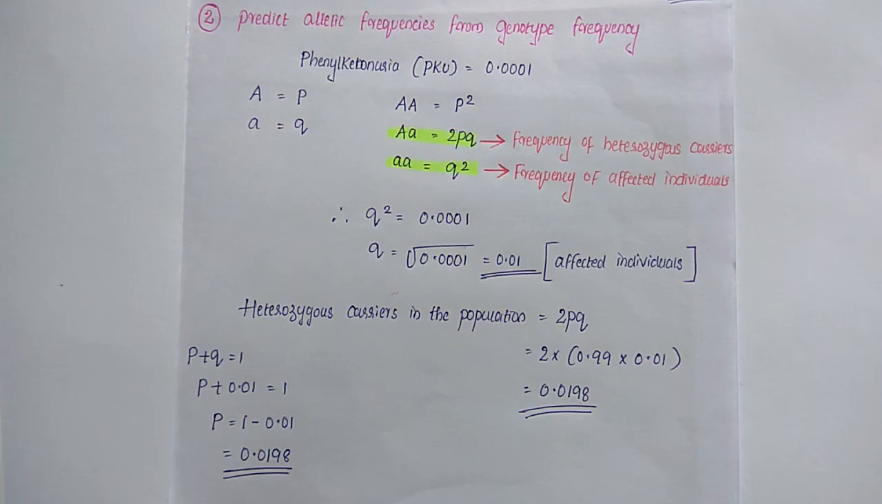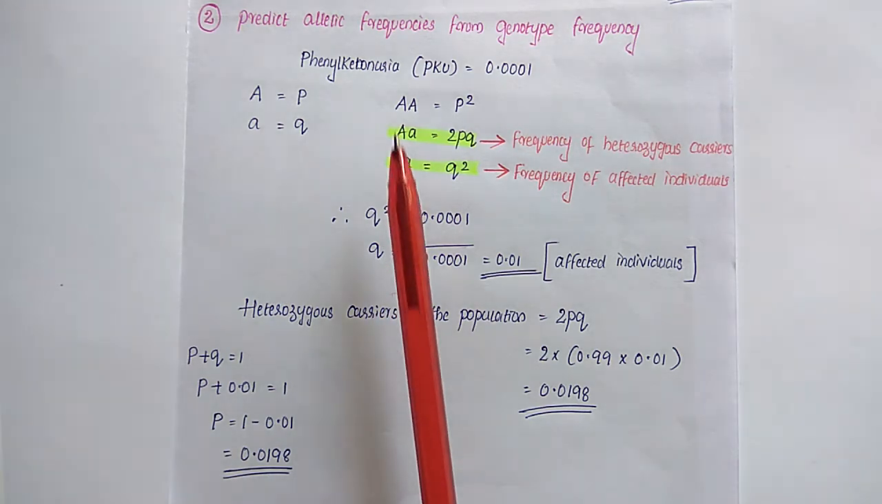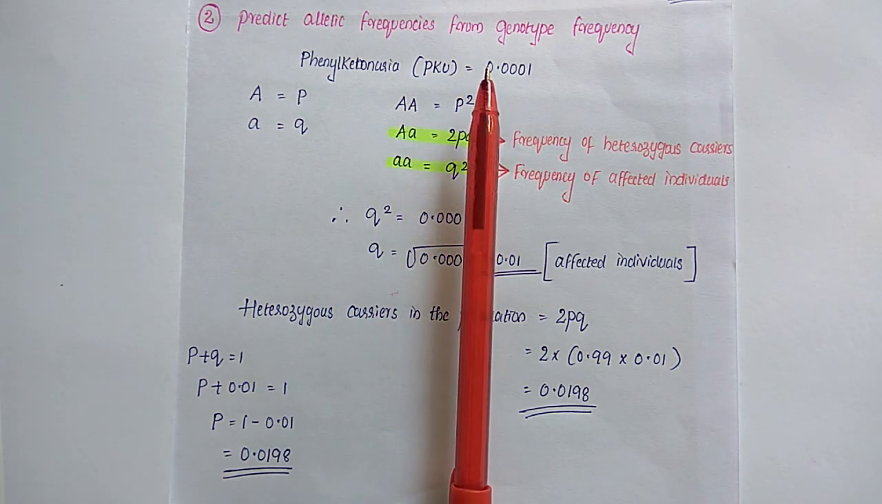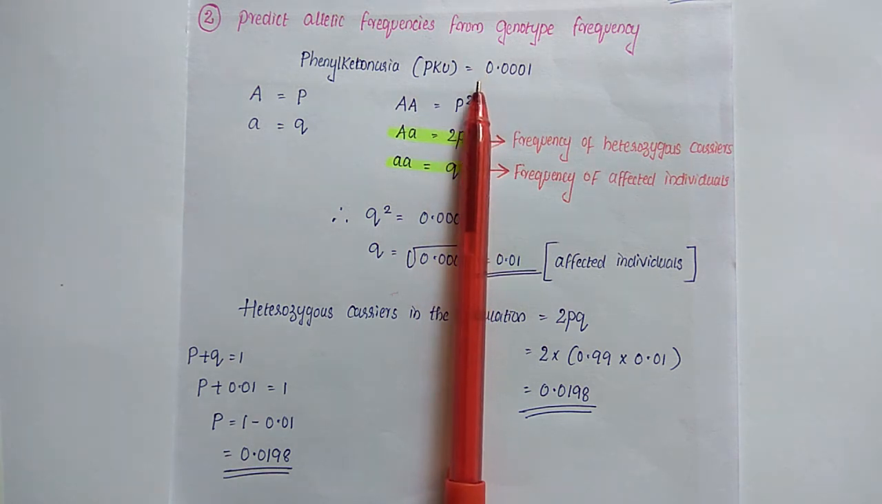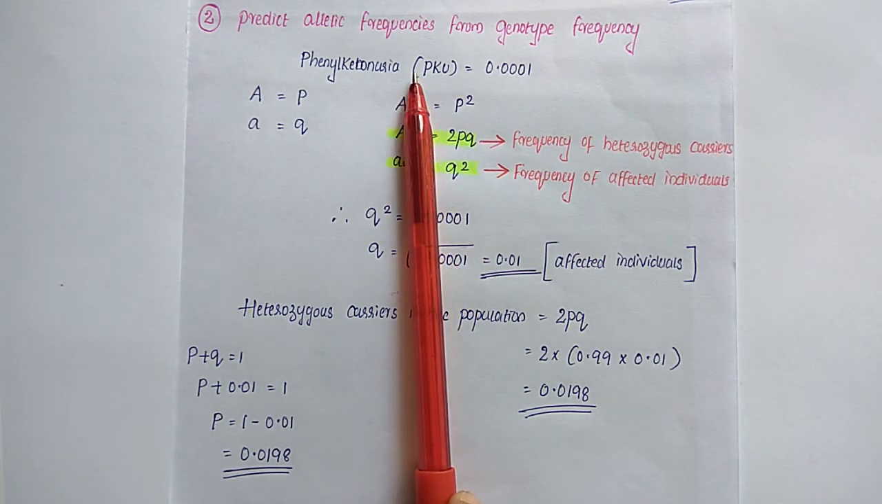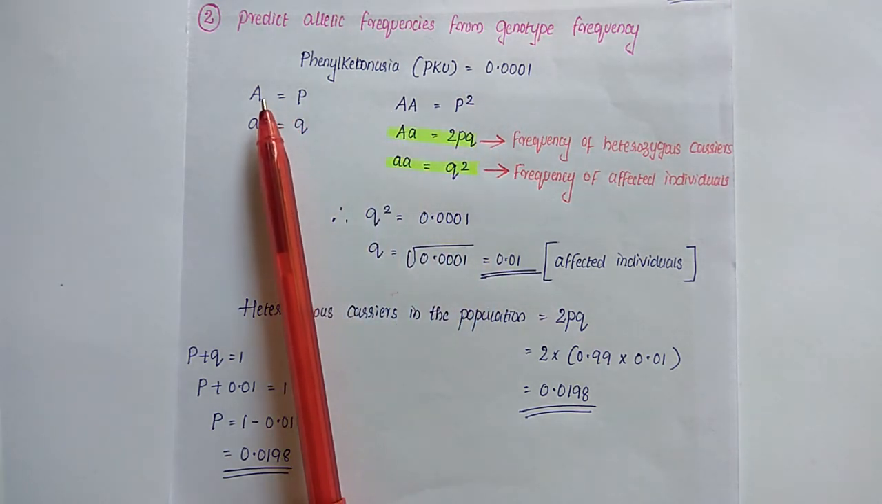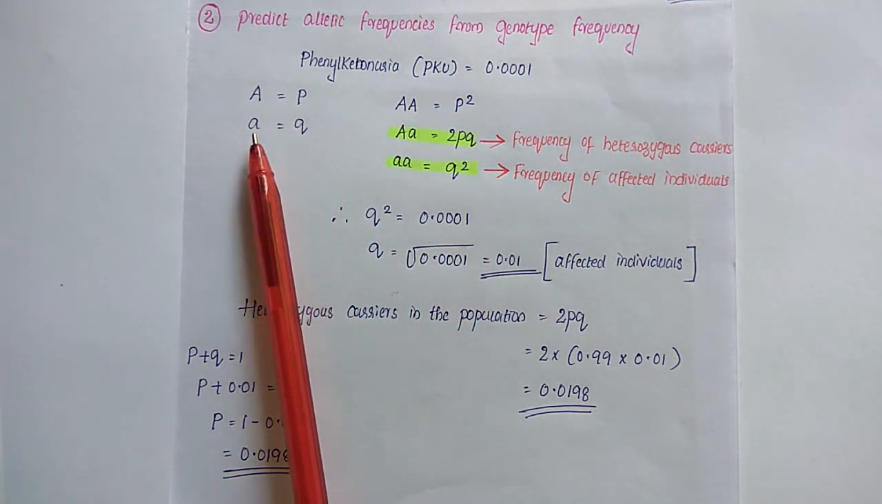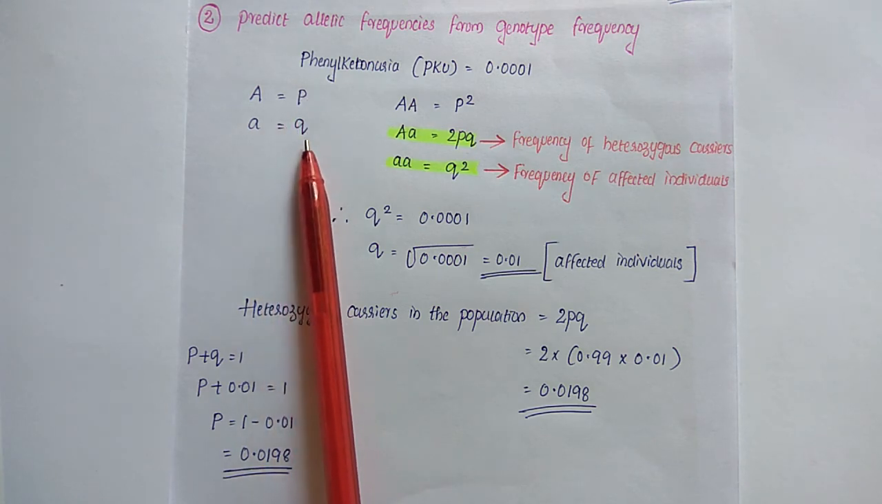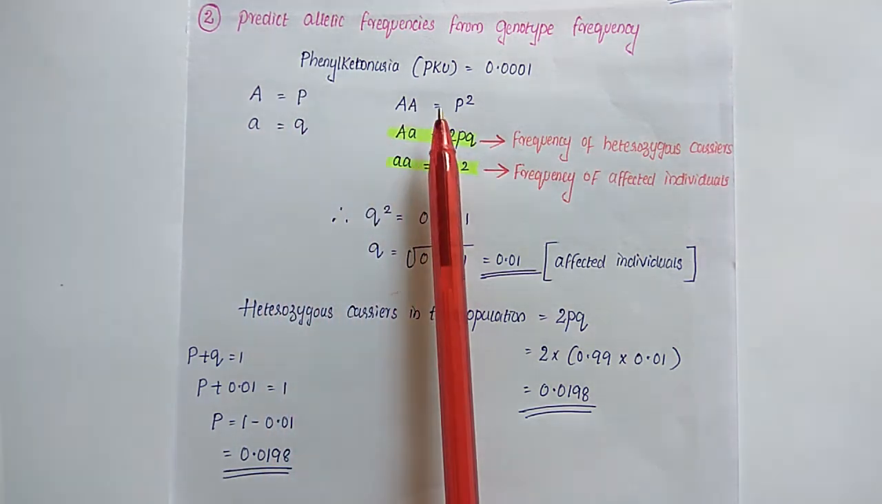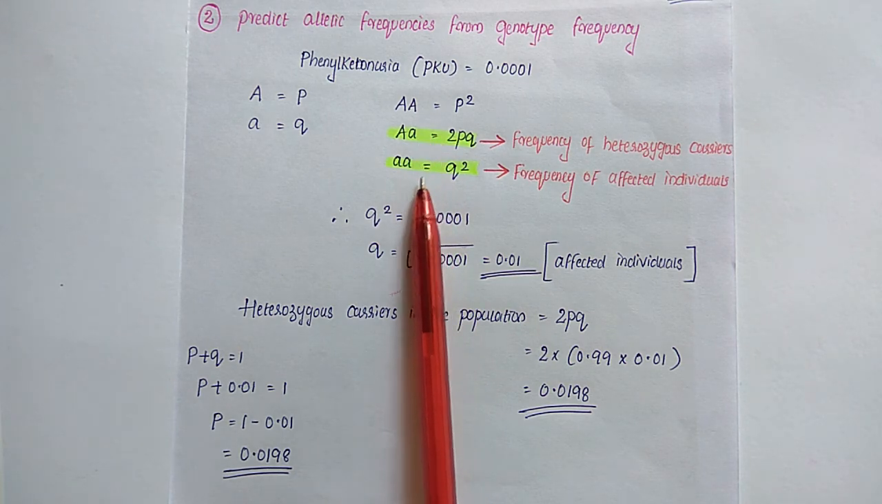The second application of Hardy-Weinberg equilibrium is to predict the allelic frequency from the genotype frequency, and it also helps to calculate the frequency of heterozygous carriers of harmful recessive genes. For example, in the United States, the incidence of a recessive disorder, phenylketonuria, is 0.0001. Consider two alleles, dominant A and recessive a, with frequencies P and Q respectively. And the frequencies of all the genotypes are shown here.